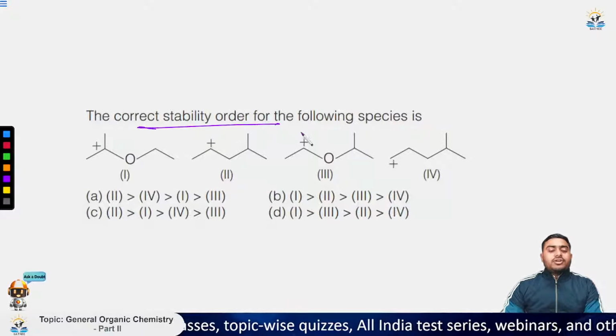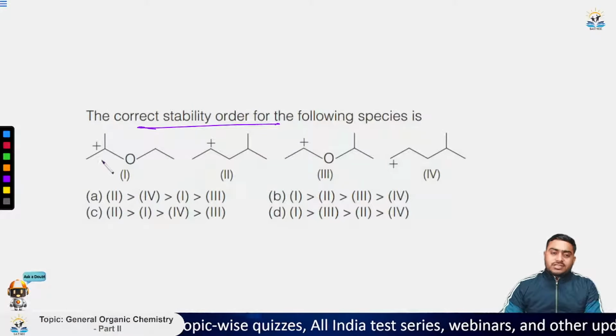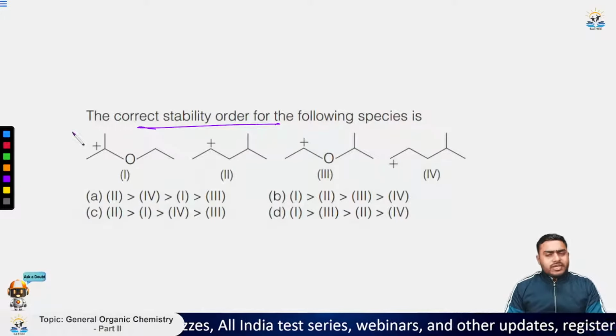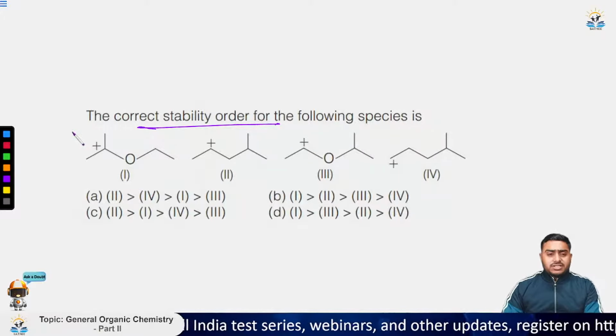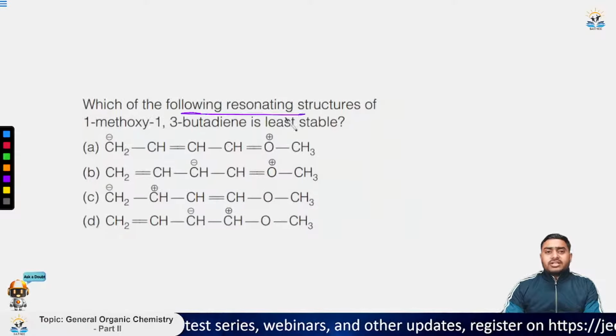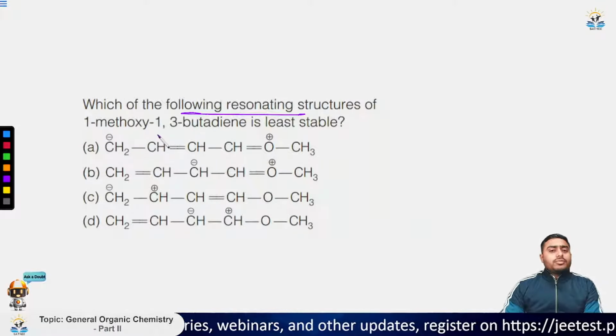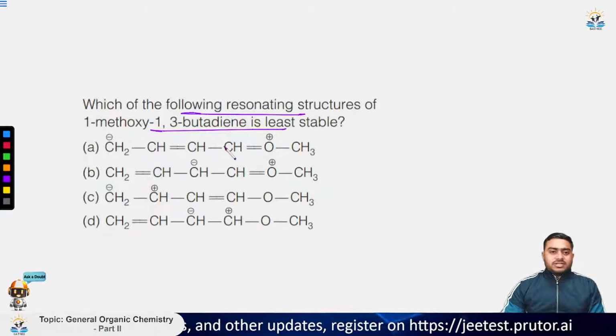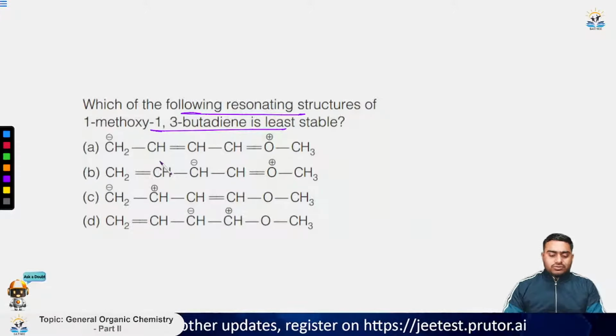The correct stability order for the following species is, so again you have to check the stability order according to the effects, electronic displacements, or whatever concepts we have discussed today. The next is, which of the following resonating structures of 1-methoxy-1,3-butadiene is least stable? Least stable structures, charge separation and other rules you have to follow.